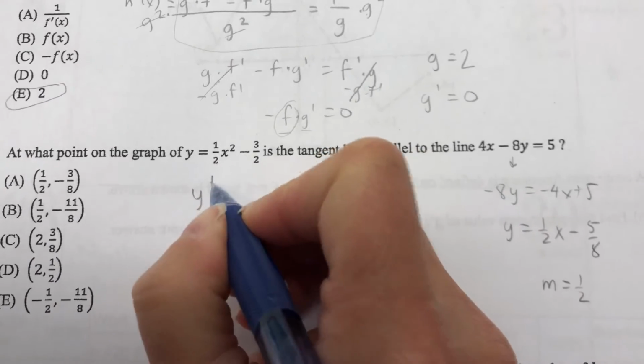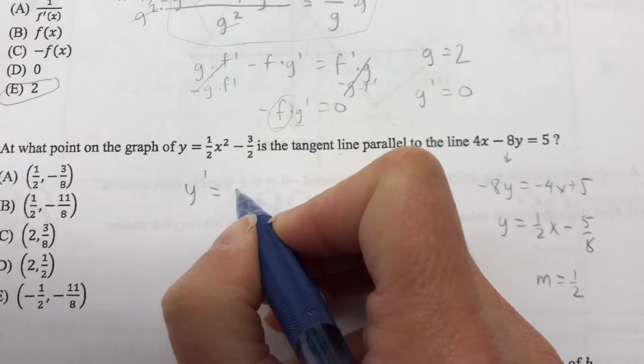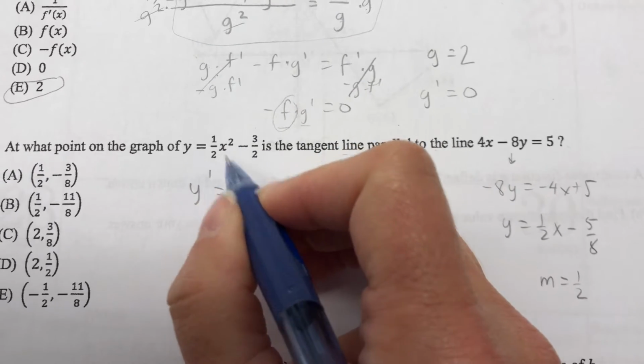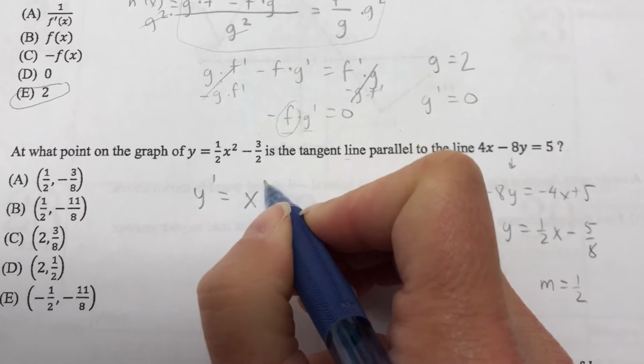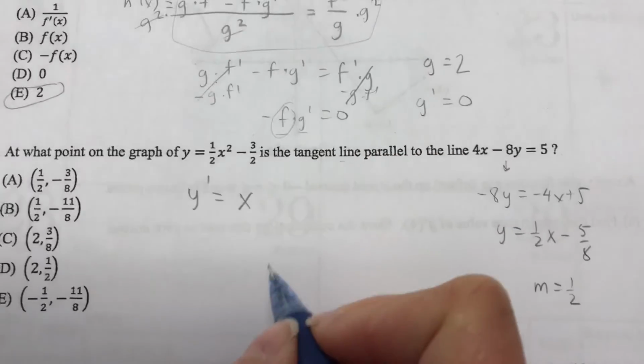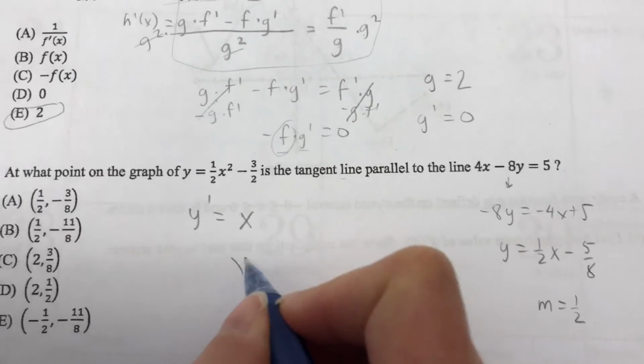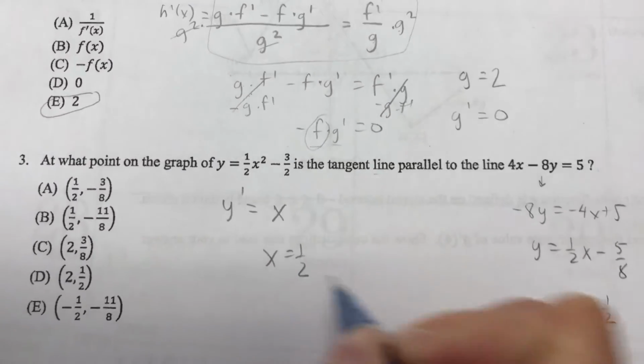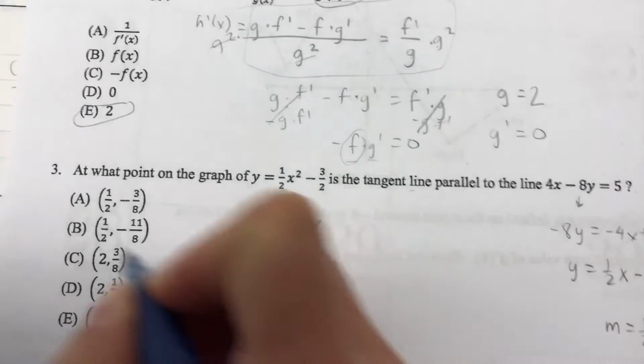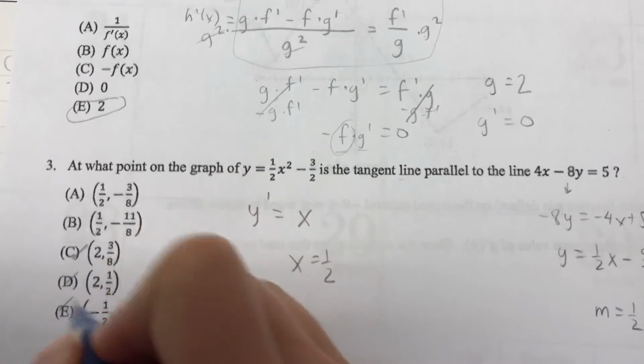So I'm going to take the derivative of this, which ends up being just, bring the 2 down, cancels with the 1/2. So that's just x to the 1, and then the derivative of this constant is 0. So the derivative of this, the slope of the tangent line, is just x. So I want them to be equal to each other. So then I know that the x value has got to be 1/2, so it's not these 3.